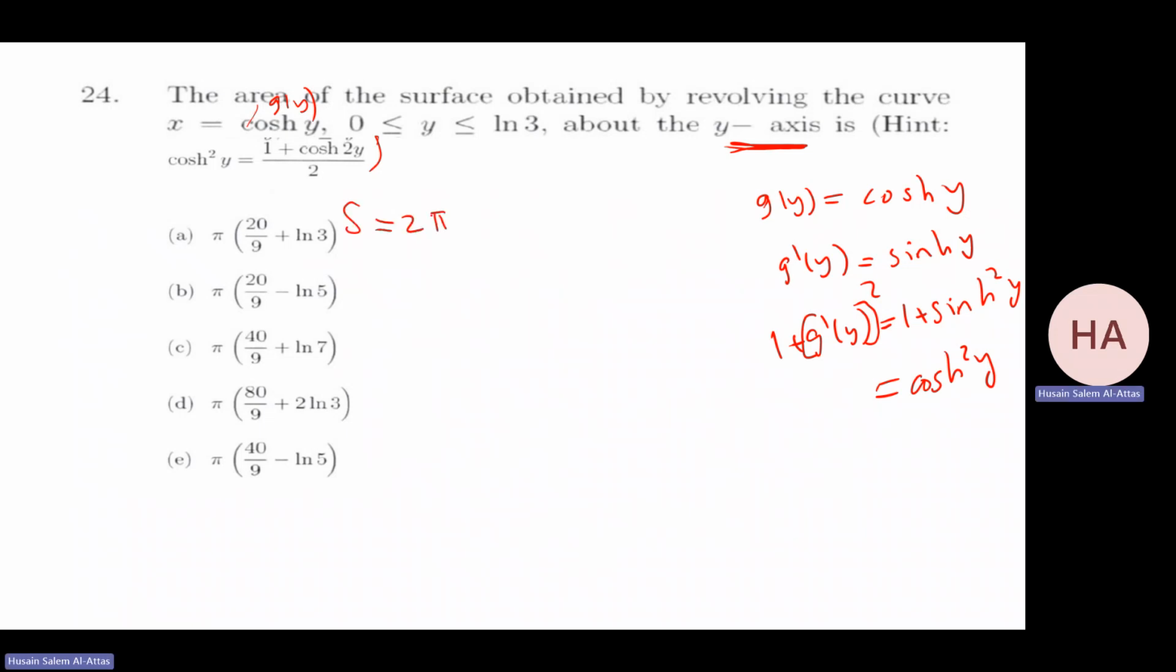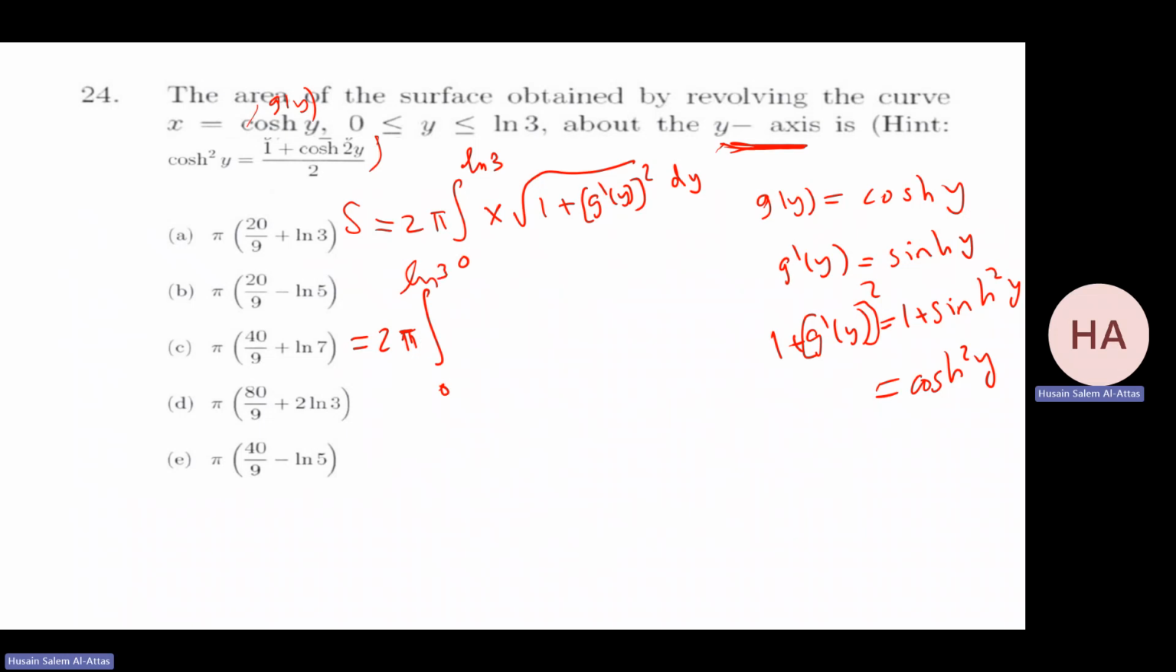S will be 2 pi from 0. I need everything in terms of y. So I have the y values from 0 to ln 3 of what? This is x times the square root of 1 plus g prime of y square dy. That can be 2 pi. I know cosine hyperbolic is always positive, so I don't care about the square root, there's no need for the absolute value.